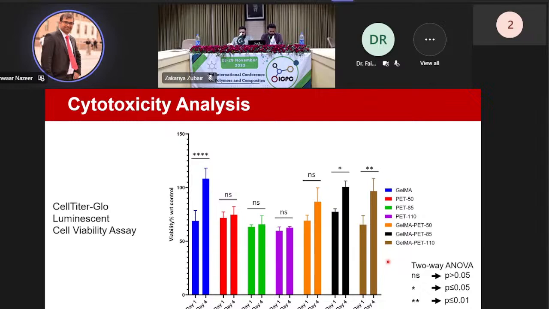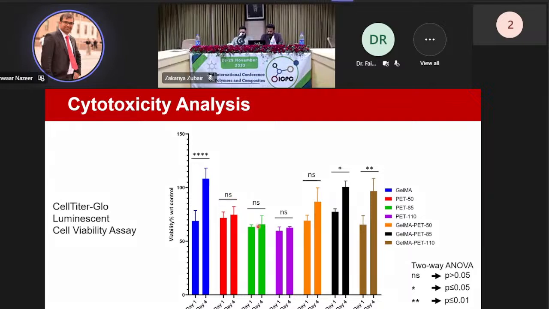So we seeded the cells. Of course, first we took the fibroblast cells, we seeded them onto the scaffolds, we cultured them, and then on day 1, we analyzed how many cells are present. And then on day 4, we again analyzed how many cells are present, like whether the cells were able to proliferate, to grow further or not. So in case of GelMA, from day 1 to day 4, we observed a significant increase in the number of cells.